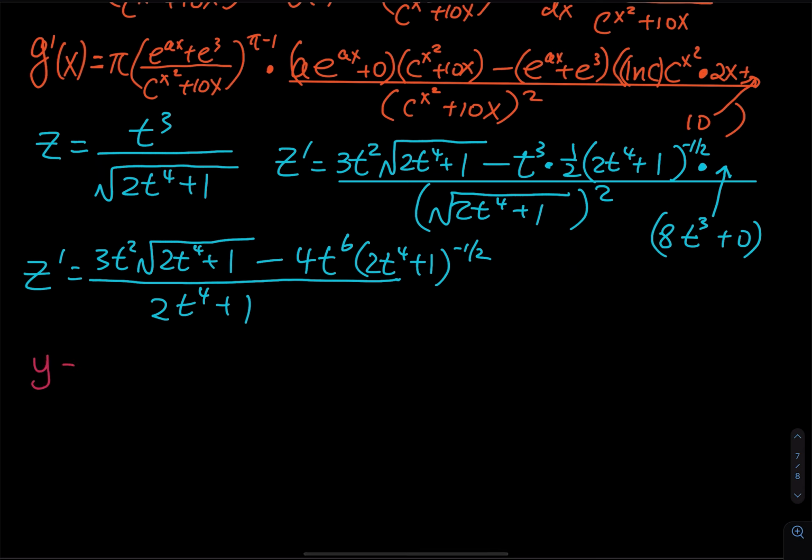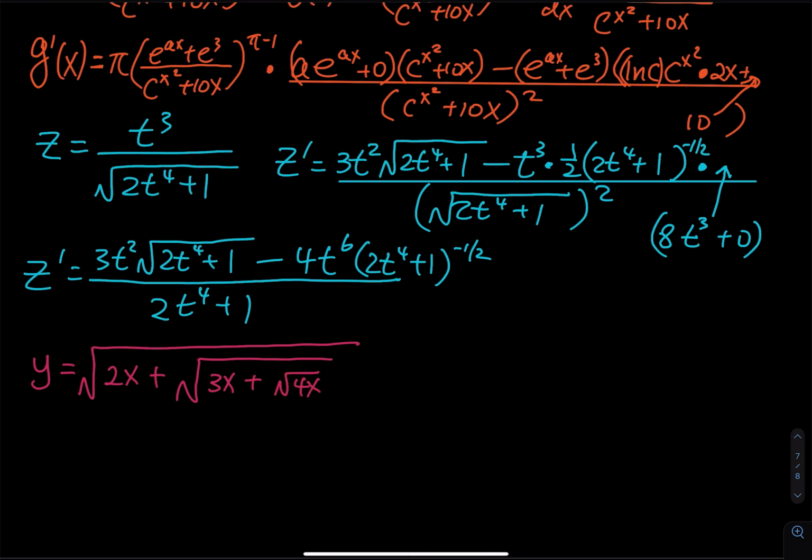We have y equals to, we have a big square root, 2x, and then plus another square root, 3x, plus another square root, 4x, right? So first of all, we start from the outer layer. So the bigger square root. So that one, we bring that to the bottom, and then we have a negative 1/2, and then we copy everything inside. So 2x plus the square root of 3x plus the square root of 4x.